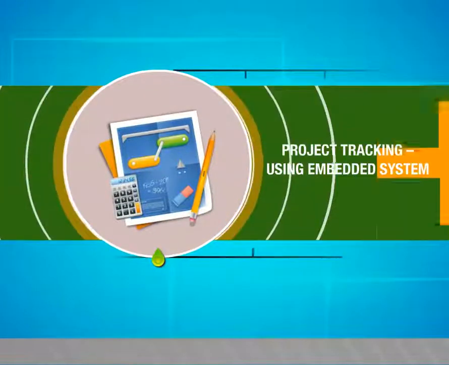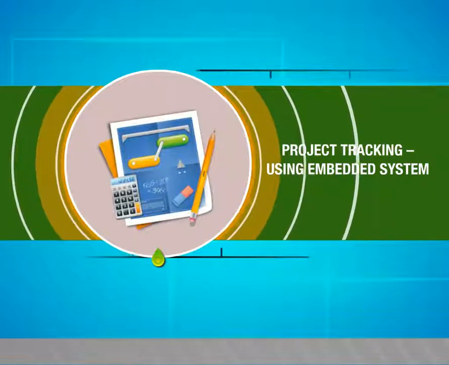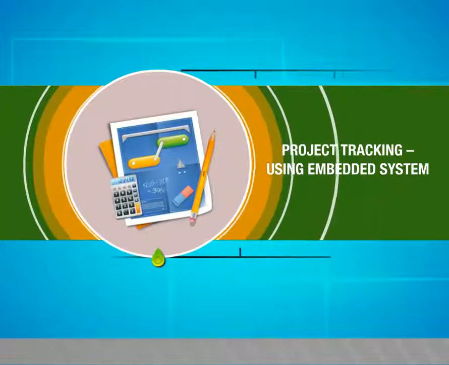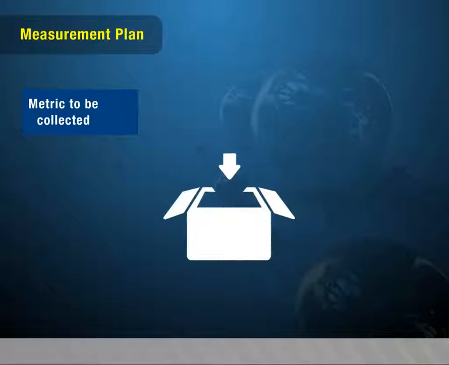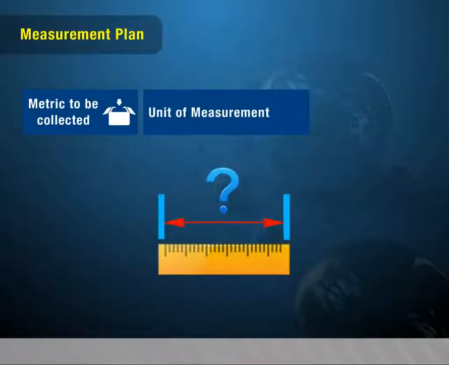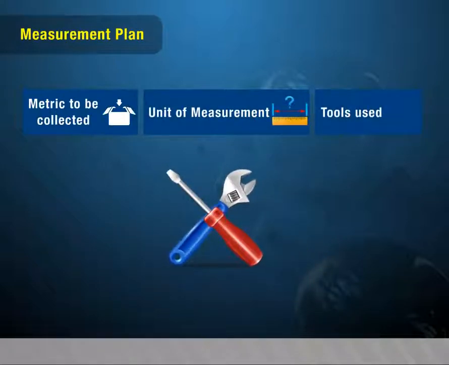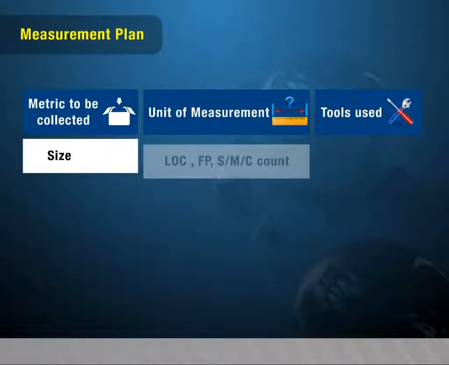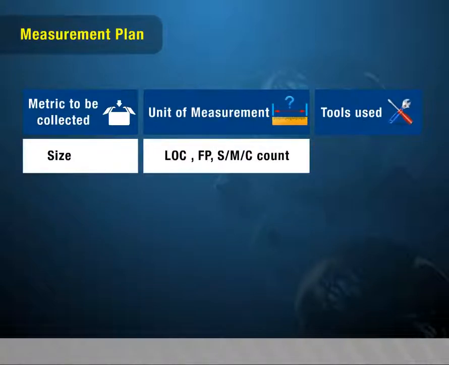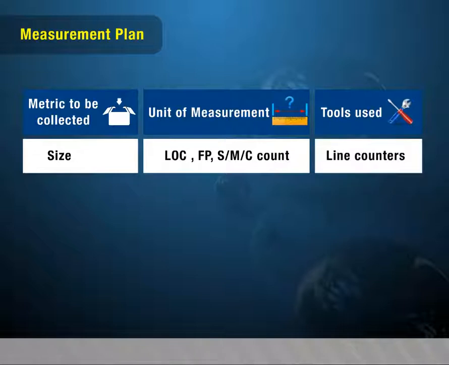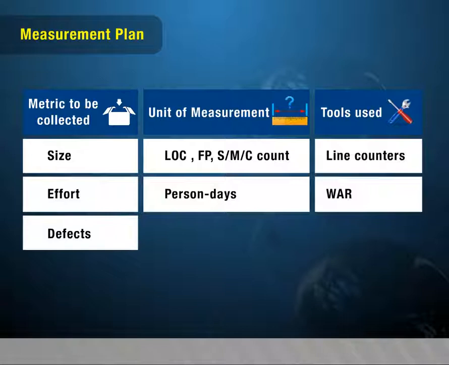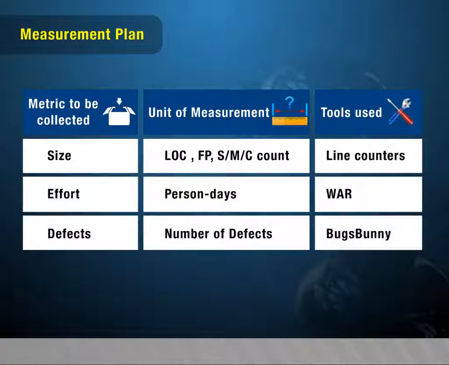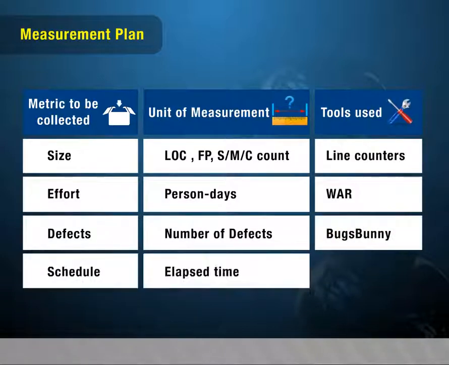Project tracking using embedded system. In this video, we are going to see about project tracking using embedded system. Measurement plan. Metrics to be collected, unit of measurement, tools used. Size: LOC, FP, S or M or C, count line counters. Effort: person-hours, WAR. Defects: number of defects, Bugs Bunny. Schedule: elapsed time, MSP.